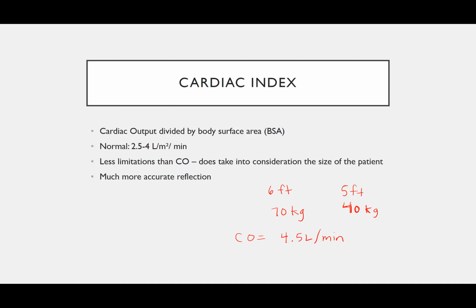output. So if I only looked at this value standing alone, it would tell me that cardiac output is actually normal. However, this individual who's 6 feet tall probably has a much higher blood volume than this individual who is 5 feet tall. So at 4.5 liters per minute, this 5 foot tall person is probably feeling pretty good. They're probably functioning relatively normally.